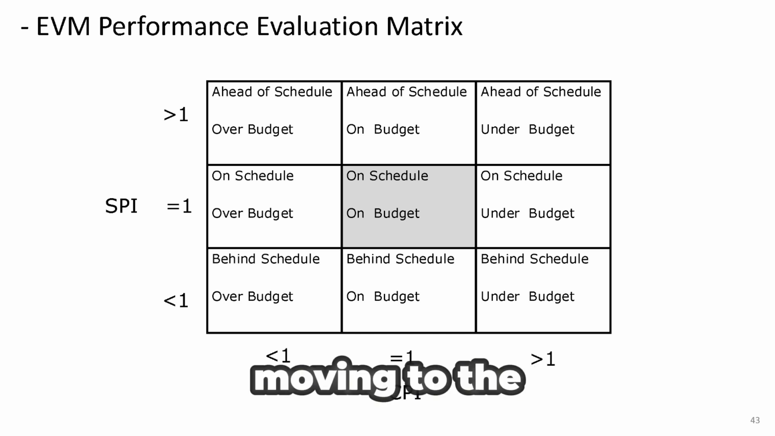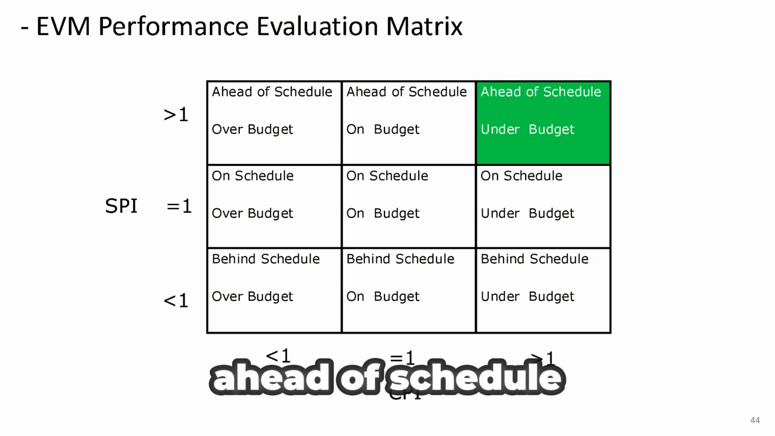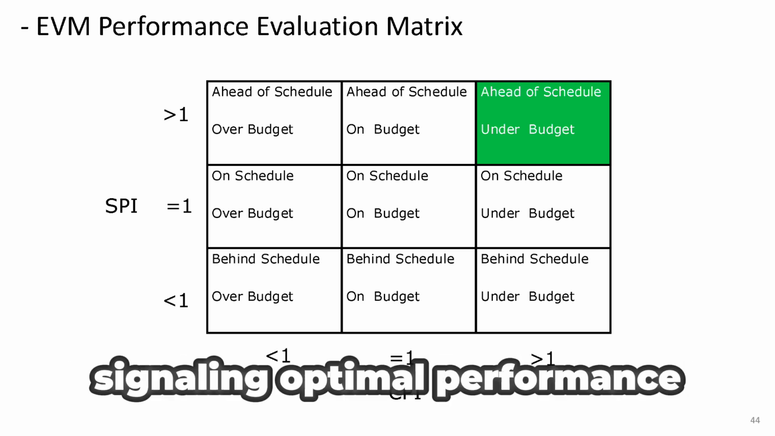Moving to the top right corner of the chart, we find the most favorable condition. The project is ahead of schedule and under budget. In this case, both the CPI and SPI will be greater than 1, signaling optimal performance.